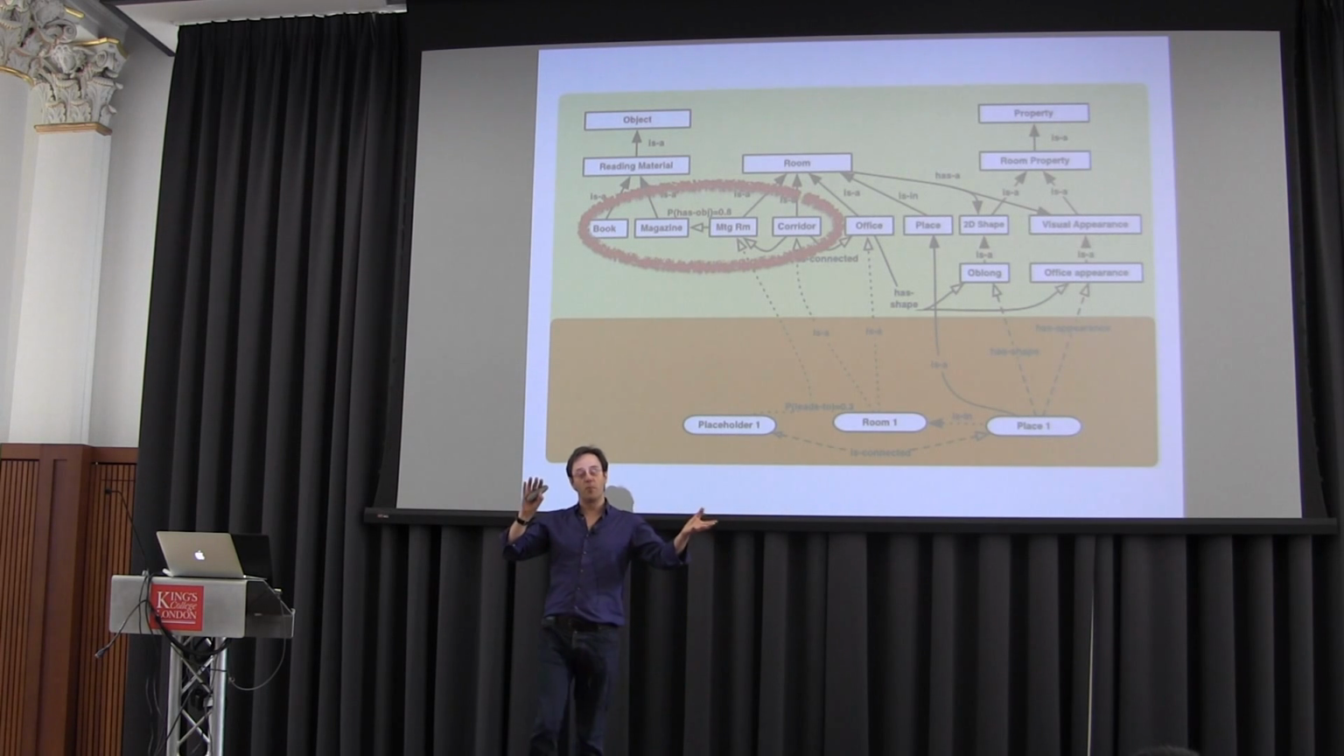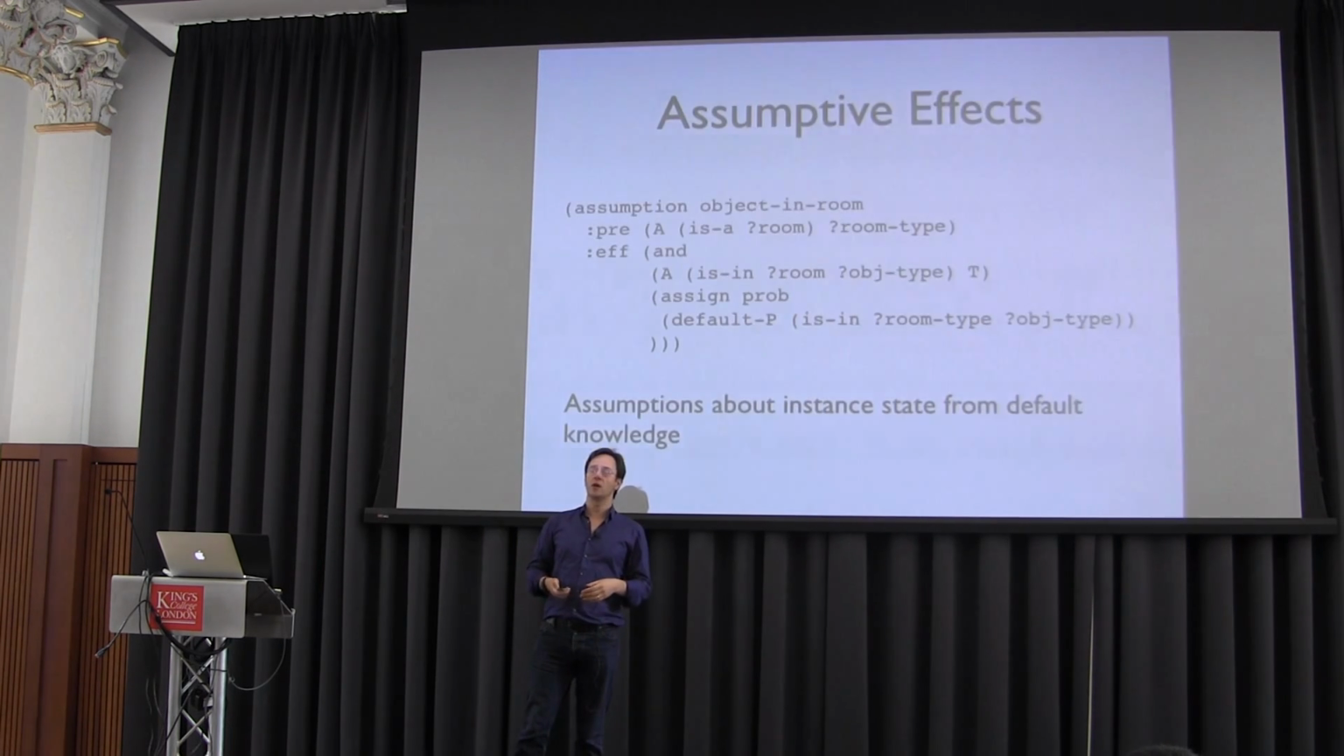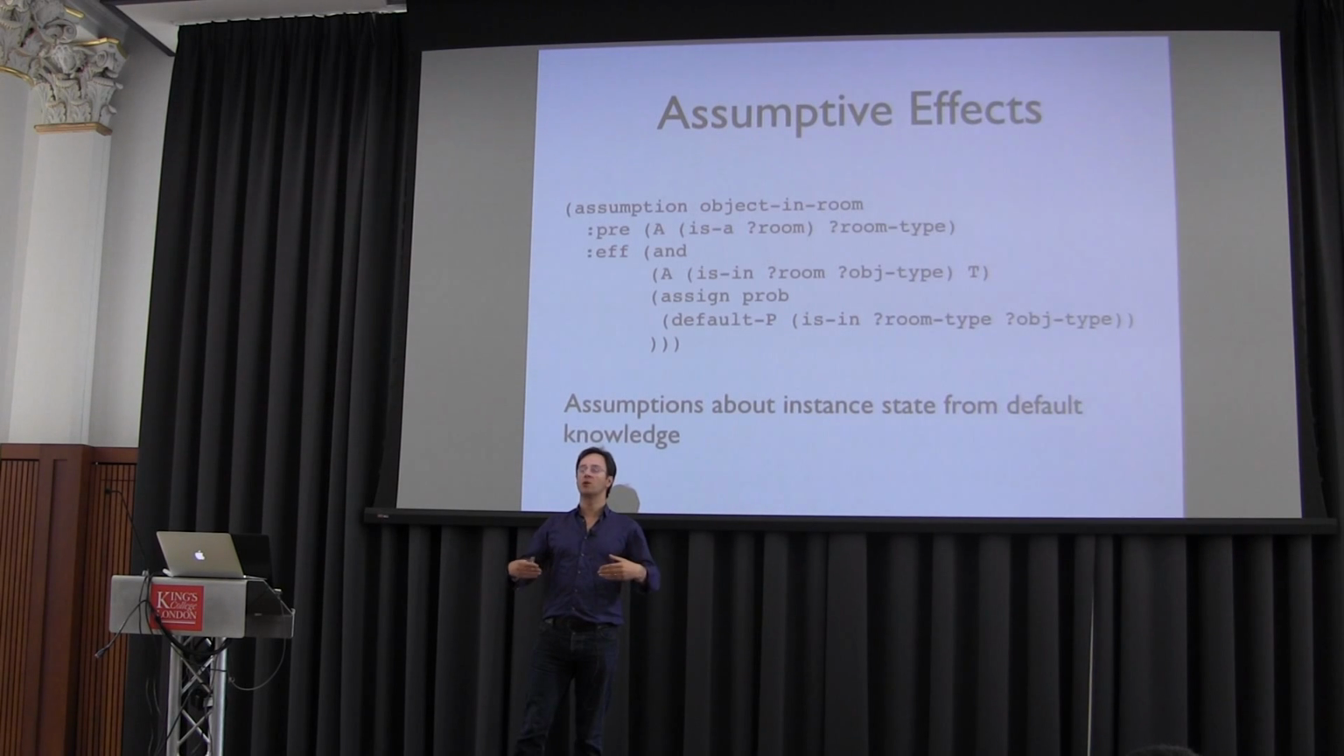So the point is that you have relationships which are statistical between particular objects and particular kinds of rooms. So what the robot's going to be able to do then is it's going to have assumptions that it creates which are based on this default knowledge. But the assumptions that it's going to make are going to be about the instance world. Right? They're going to be about a specific world, but they're going to be based on a combination of the instance knowledge that it already has, plus the default knowledge.